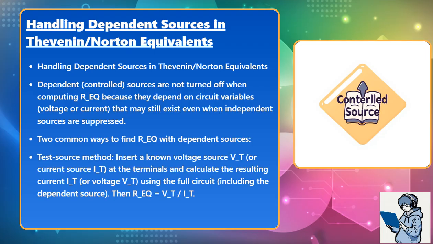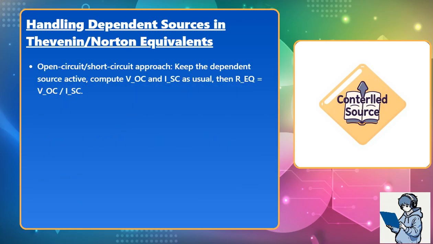Test source method: insert a known voltage source V sub T or a current source I sub T at the terminals and calculate the resulting current I sub T or voltage V sub T using the full circuit including the dependent source. Then R sub EQ equals V sub T divided by I sub T. Open circuit or short circuit approach: keep the dependent source active, compute V sub OC and I sub SC as usual, then R sub EQ equals V sub OC divided by I sub SC.